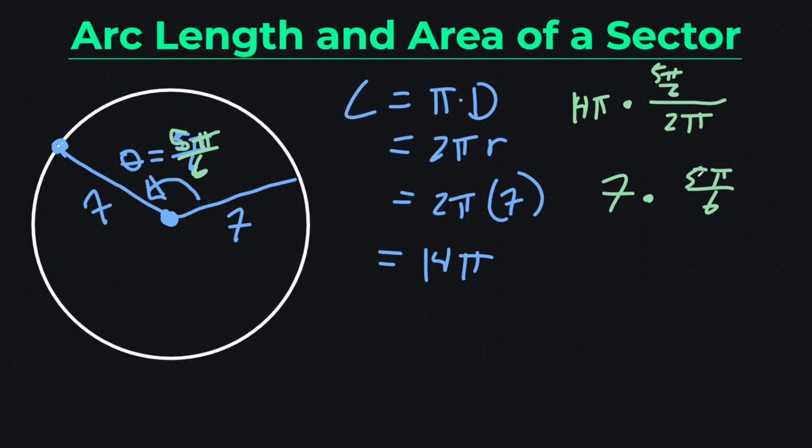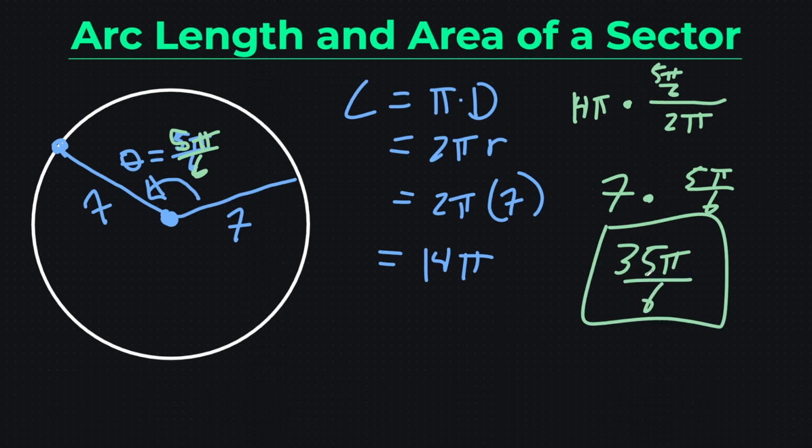Again, the 2 and the 14 canceled. I then cannot simplify this 6 with anything. 6 is a 2 times 3. That doesn't fit into 5 or a 7. So I'm simply going to get 35 pi over 6. That's not a nice and clean answer. We got an ugly fraction, but that is our answer. And so as a recap, all we did was take the circumference and multiply it by the ratio of the radians we're given to the total radians in a circle, which is in fact 2 pi.